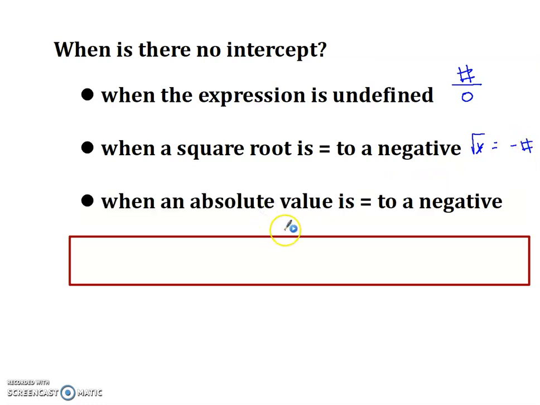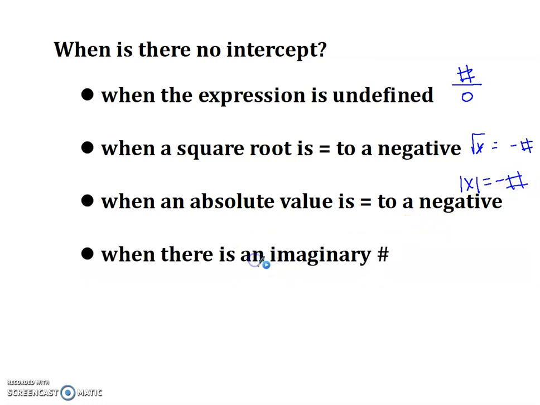The same case with absolute value. So if you got the absolute value of x equal to a negative number, again, that's not possible. When you take the absolute value, whatever's in here, whether this expression ends up being positive or negative, when you take the absolute value of it, it'll always equal a positive number, or 0 at the least. And then our last case, when there's no intercept, is if you get an imaginary number.